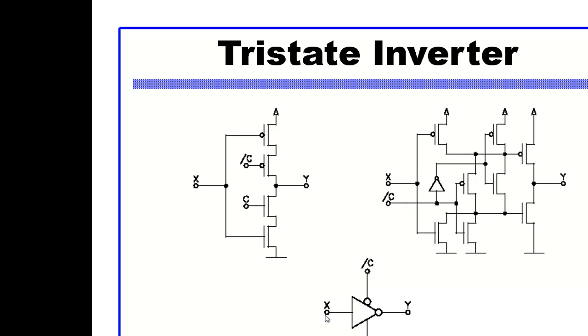Okay, so now look at this. This is simple for the tri-state inverter. Okay, tri-state inverter, not the buffer. Okay, tri-state inverter. So this circuit. Okay, so what we have here is X and Y. You have C and C bar. So when C is 1, C bar is 0. Okay, Y will be the inverse of X. Otherwise, it will be in the high impedance state. Okay, so that's what the concept is.